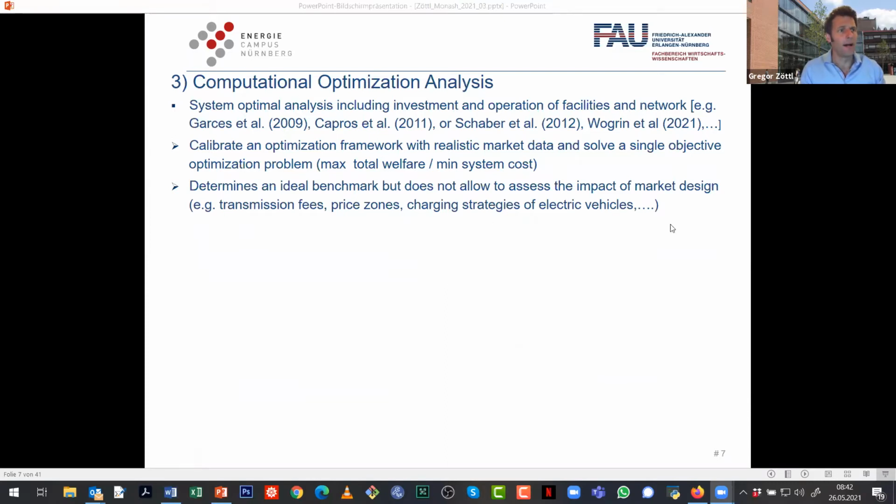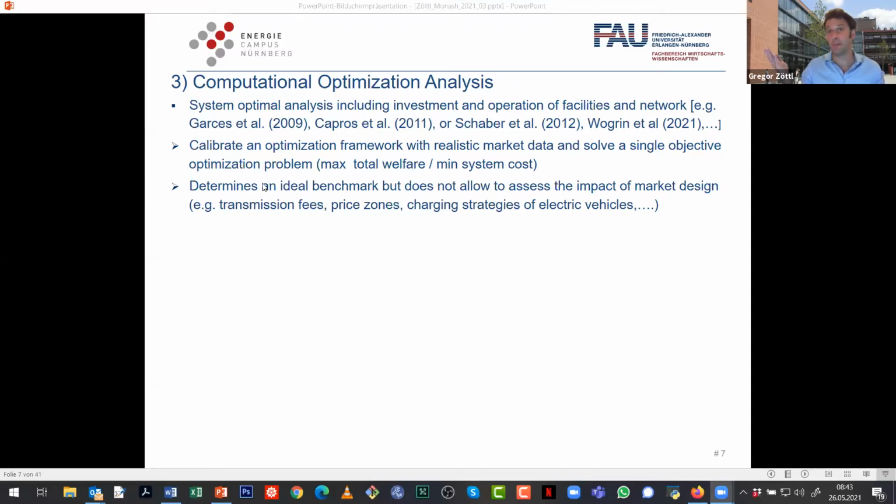And so one perspective is you rather try to calibrate the overall energy system, and you determine something which is called overall optimization analysis, first best analysis. It is a single objective optimization problem where you realistically calibrate all the costs from production, from investment, from network expansion, and you put all this into one single objective function and you maximize this. There are many interesting contributions there.